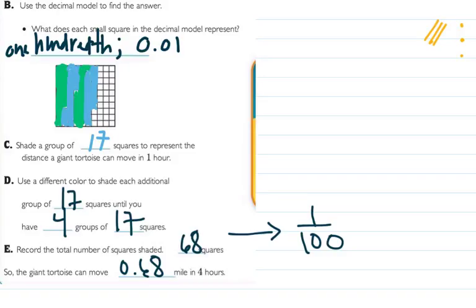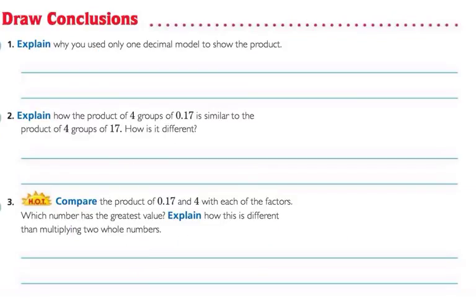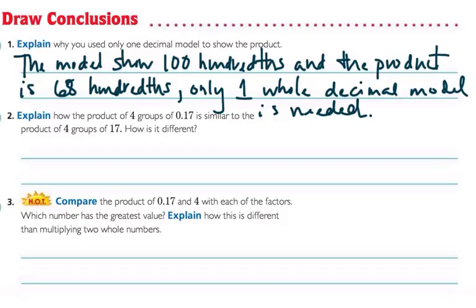So now we're going to go on to the draw conclusions. So in draw conclusions, it says, explain why you would use only one decimal model to show the product. So boys and girls, what we can say is that the model, the 10 by 10 grid, shows 100 hundredths. And we know that because there's 100 squares within that larger 10 by 10 grid. And the product is 68 hundredths. That was our answer. So we know that we only need one whole decimal model to demonstrate that answer.